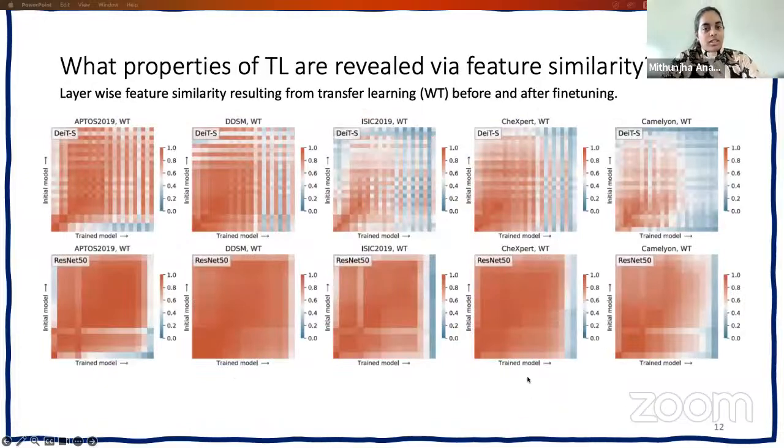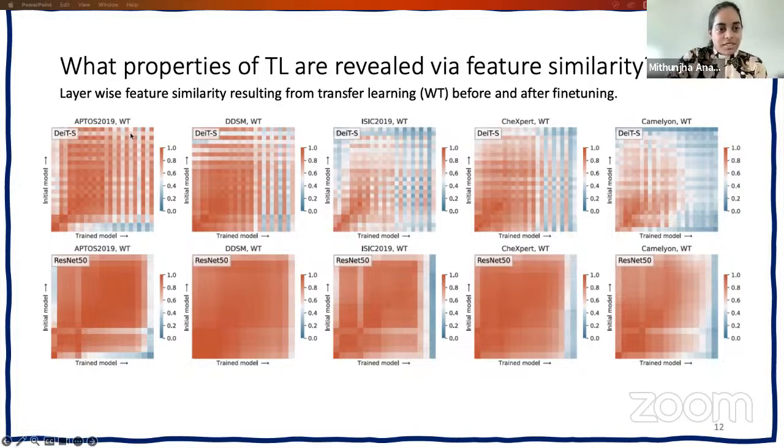Okay. So in this slide, we'll see what properties of transfer learning are revealed via feature similarity. Here you can see there are five columns, one for each data set, and 2 rows. The first row is for the DEIT model and the second row is for the ResNet. Higher similarity means red color, and higher similarity in the diagonal means the feature reuse is at optimum, because this is layer 1, this is layer 1, and this corresponds to the layers before and after fine tuning.